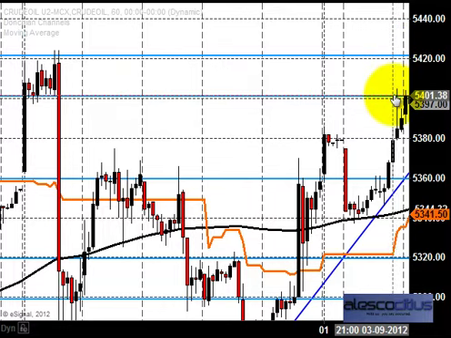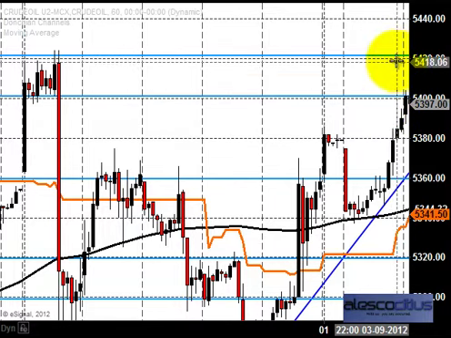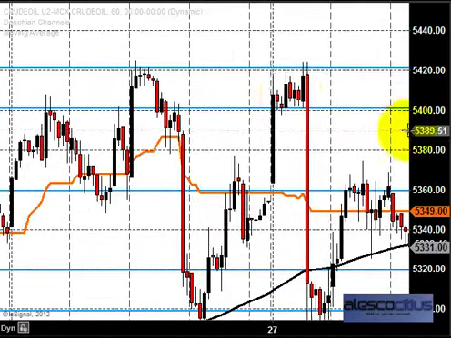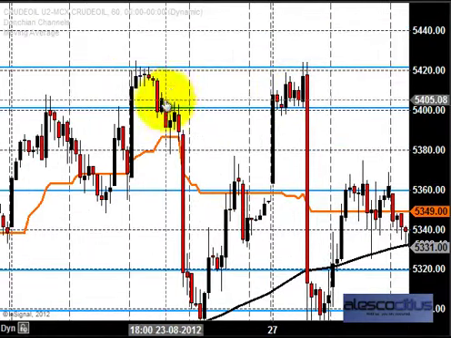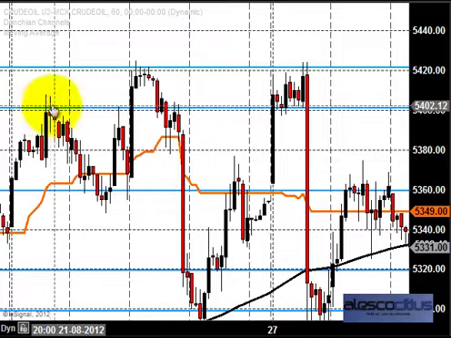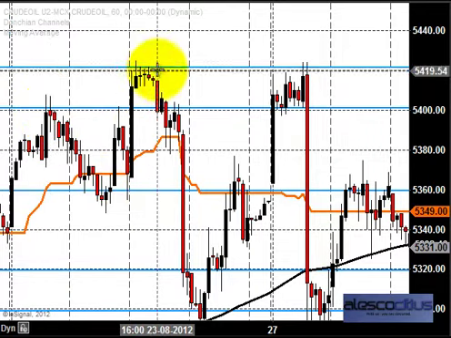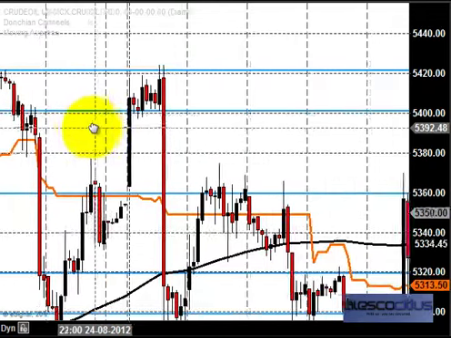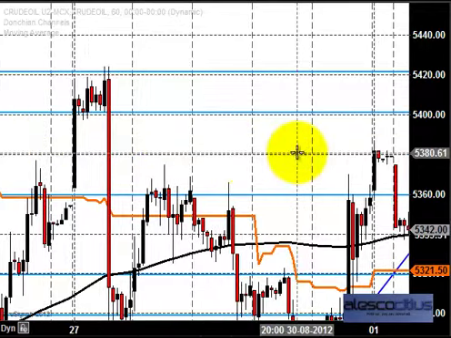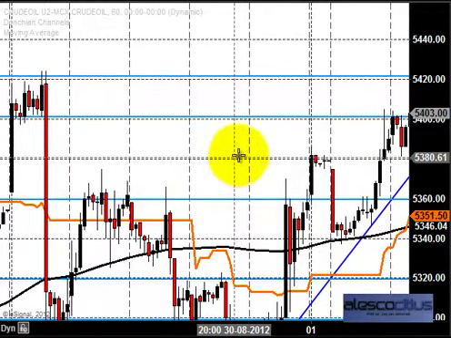of 5400 and 5420. We all know that this is a major resistance zone. So many times the market had reached this resistance zone and there was a failure. So yesterday crude market opened exactly near the major resistance zone.